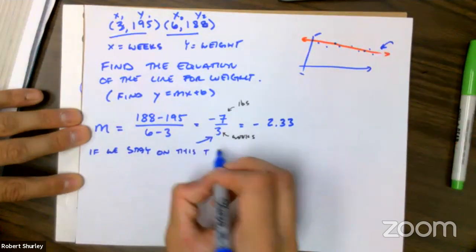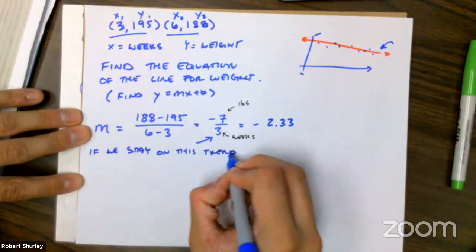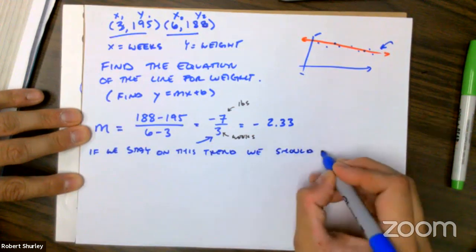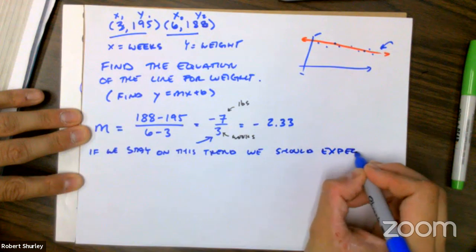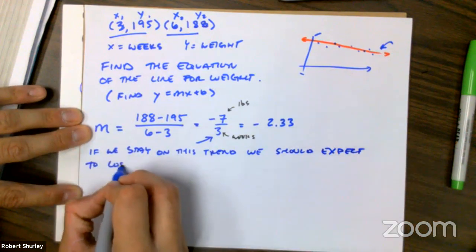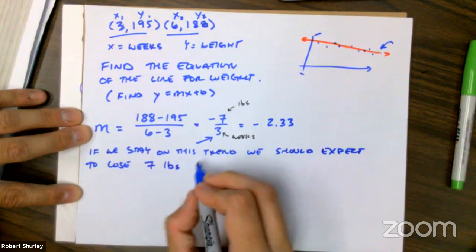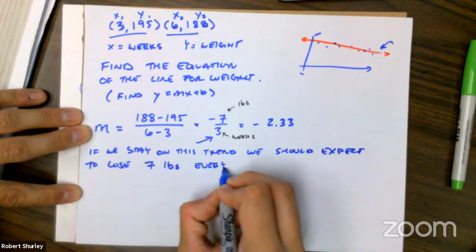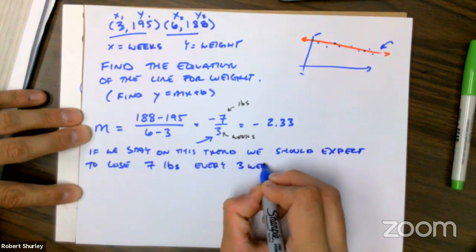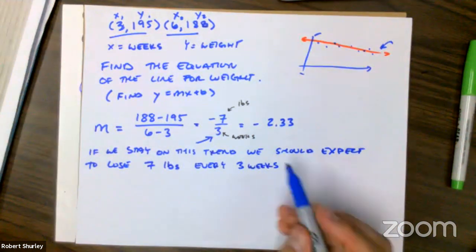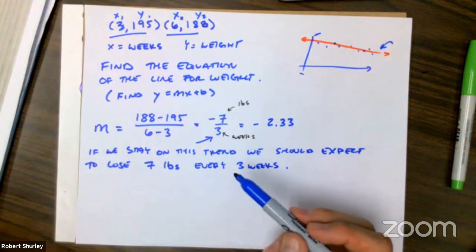So if I wanted to interpret this slope, what it's saying is if we stay on this trend, we should expect to lose 7 pounds every 3 weeks. Okay, we should expect to lose 7 pounds every 3 weeks.